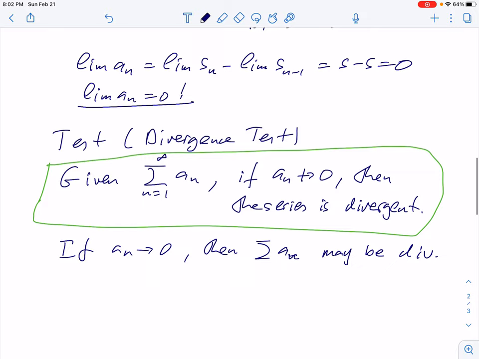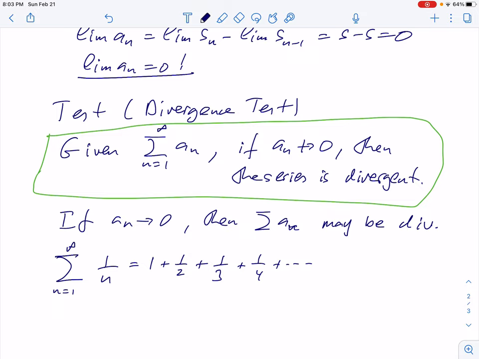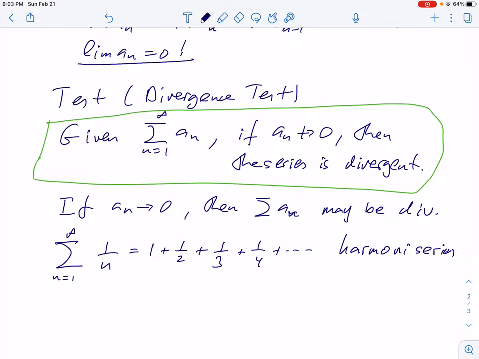And I want to give you one example immediately. Look at this. I'm writing now a series with general term 1 over n, when n goes from 1 to infinity. We have this infinite series: 1 plus 1 half plus 1 third plus 1 fourth plus, like that to infinity. This series is called the harmonic series. It's a very important series in mathematics and it appears often. And now, this series is divergent.